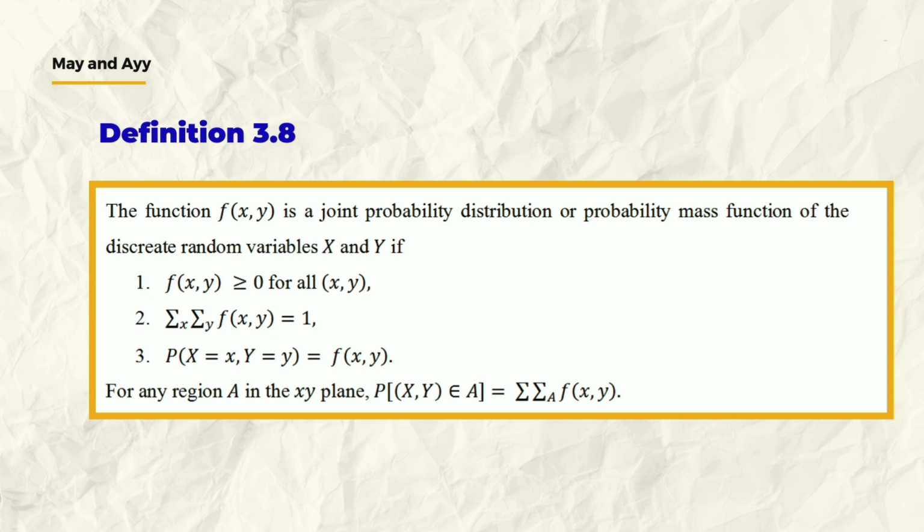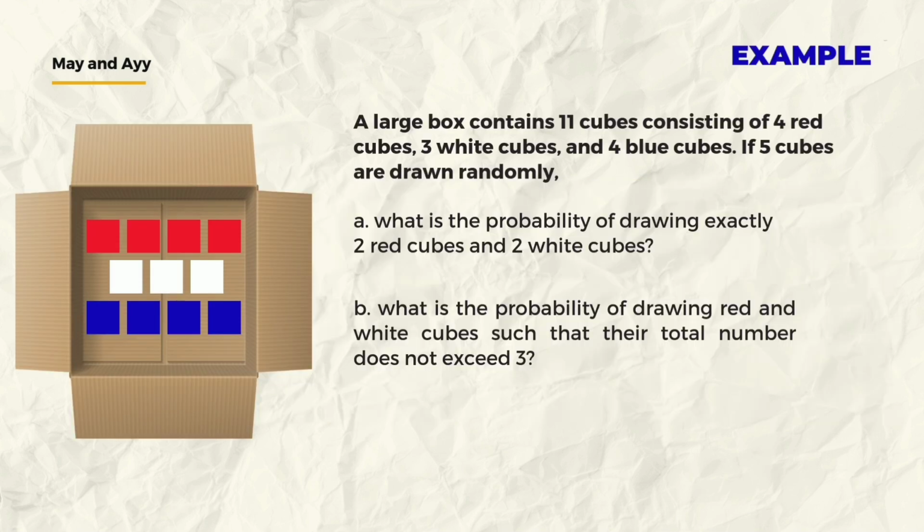f(x,y). For any region A in the xy plane, the probability that (X,Y) is an element of A equals the sum of f(x,y) over all (x,y) in A. Next, we are going to the examples.